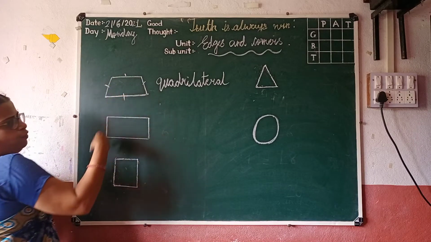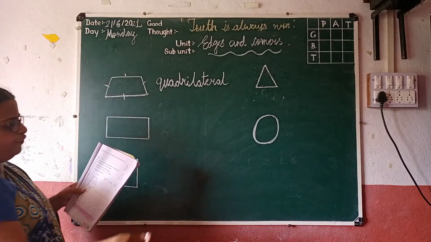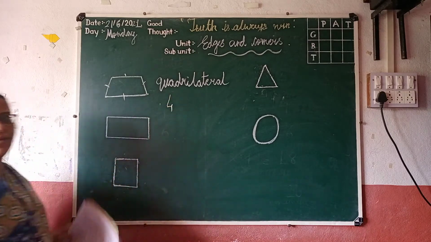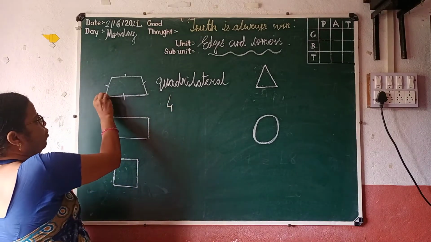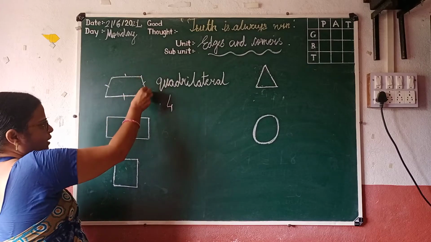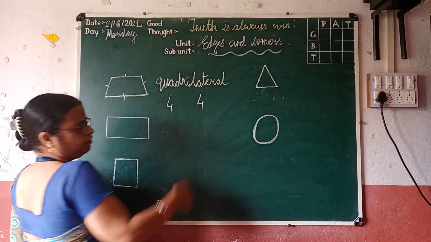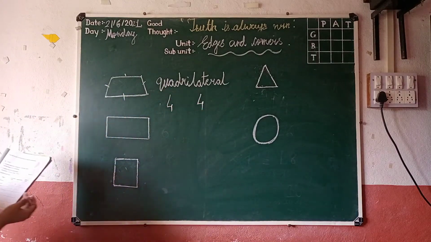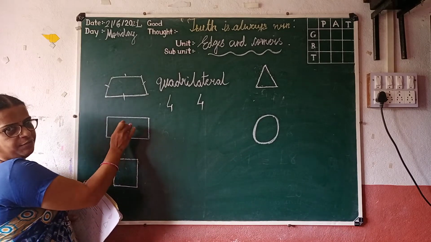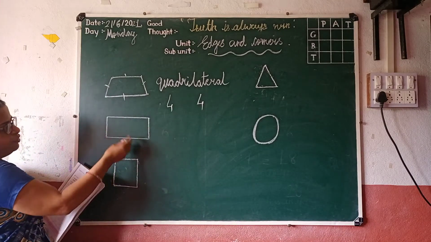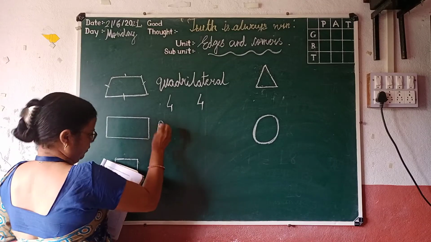How many edges are there? 4 edges. And how many corners are there? See your corners: 1, 2, 3, 4. How many corners are there? 4. Now see the next picture. Which is this picture? Can you tell me? So this is a rectangle.